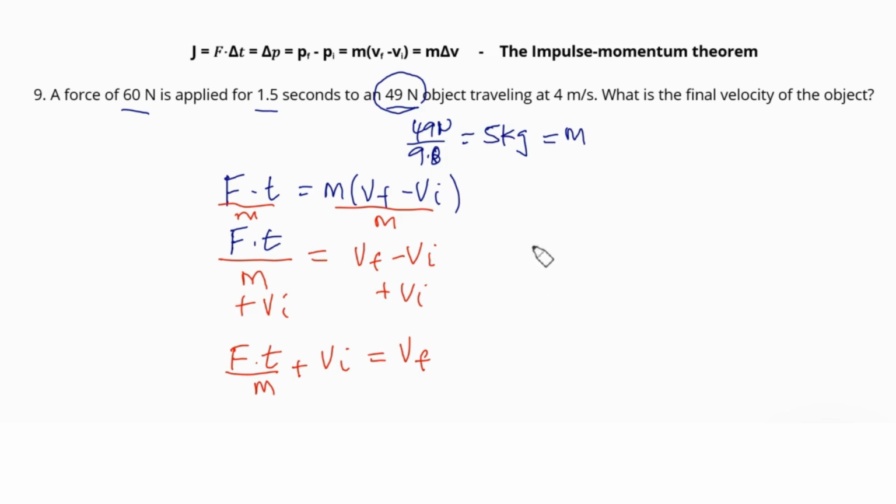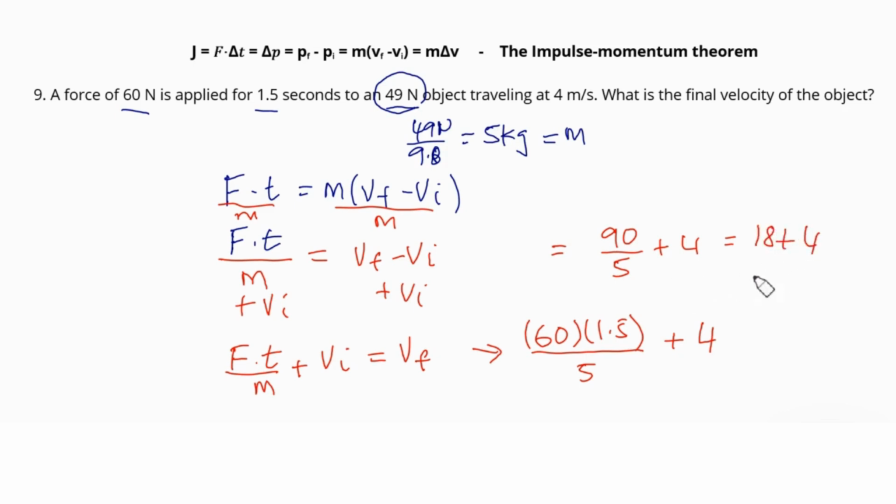And so if I were to look at this and fill in the values, I have 60 times 1.5 divided by 5 plus 4. And so that would give me 60 times 1.5, which is 90, divided by 5 plus 4, which is equal to 18 plus 4, or 22 meters per second.